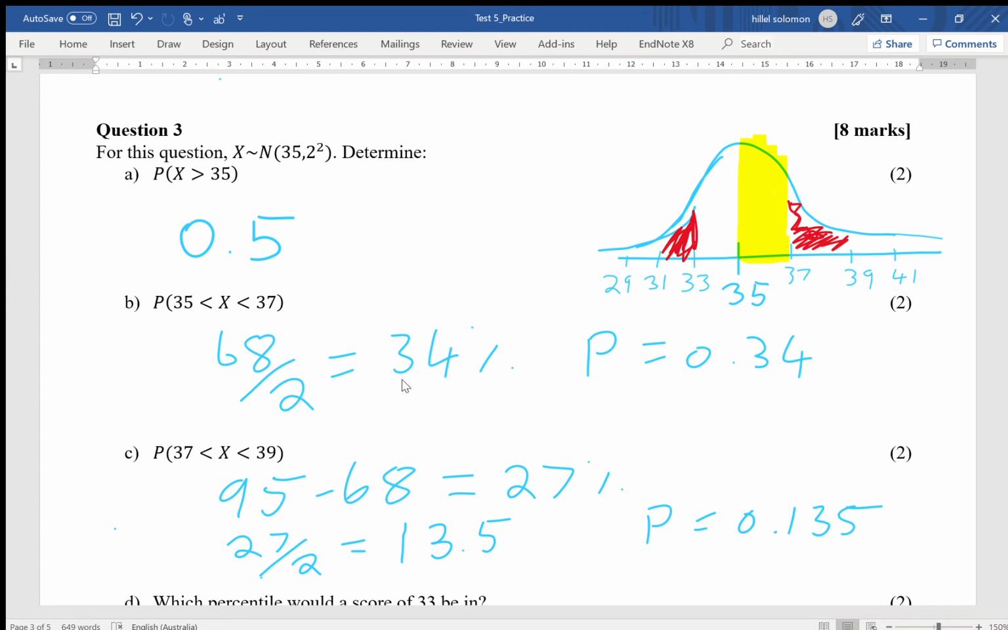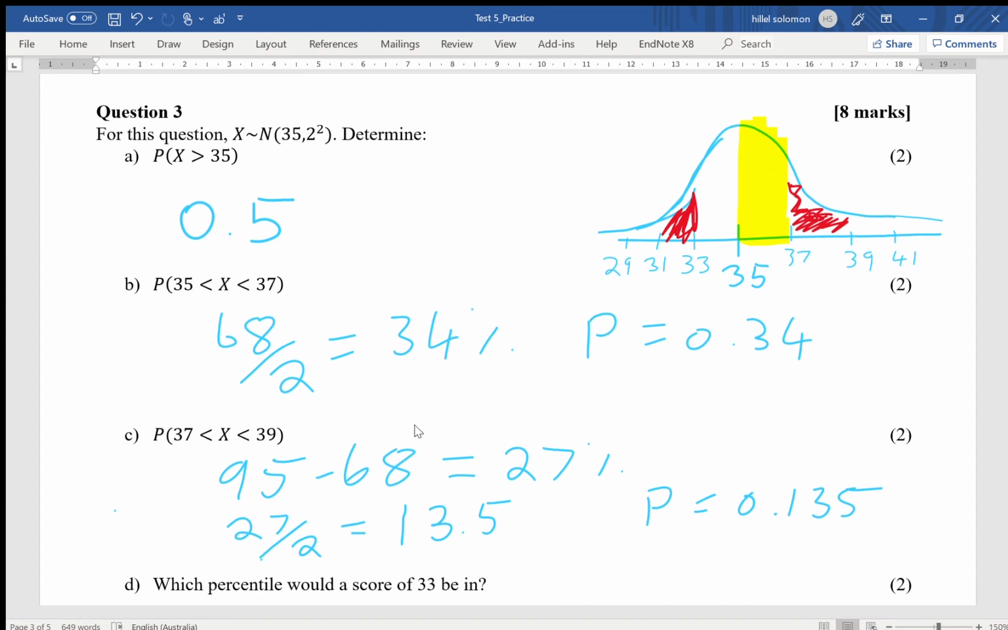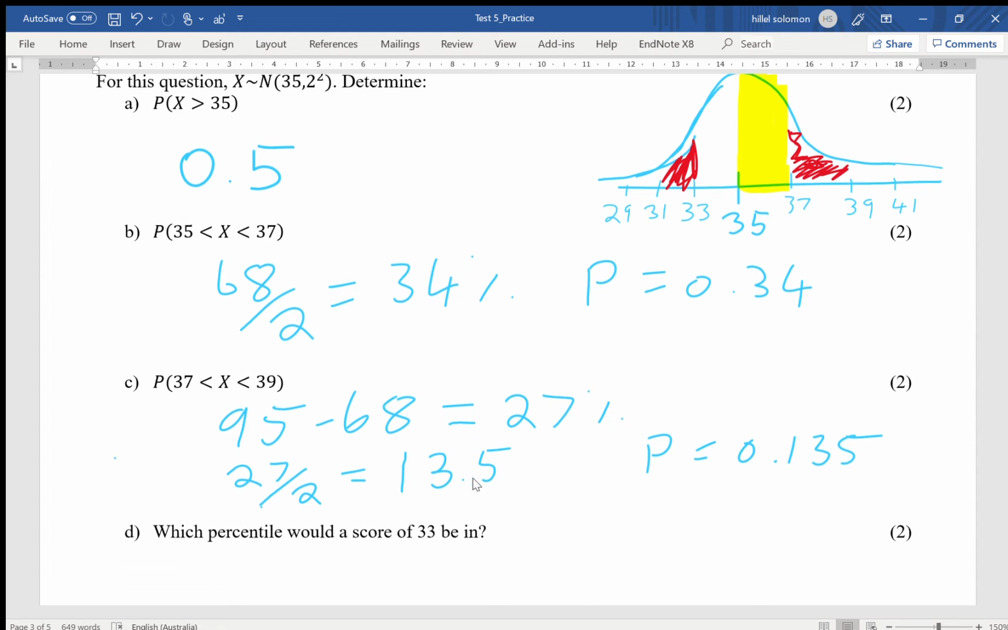Excellent. Question D. Which percentile would a score of 33 be in? So for this, we just need to remember what the definition of a percentile is. A percentile, or a quantile, is defined by what percentage of scores lie below that number. So in this case, we need to work out what percentage of scores lie below 33.